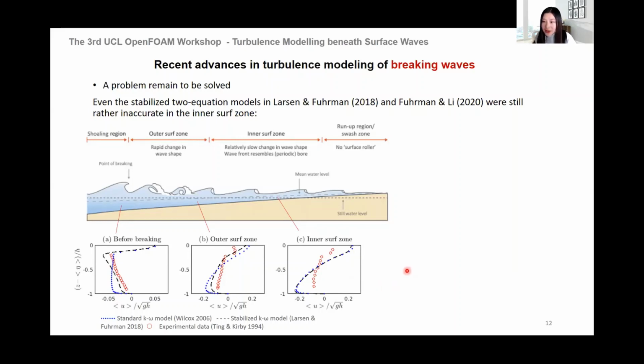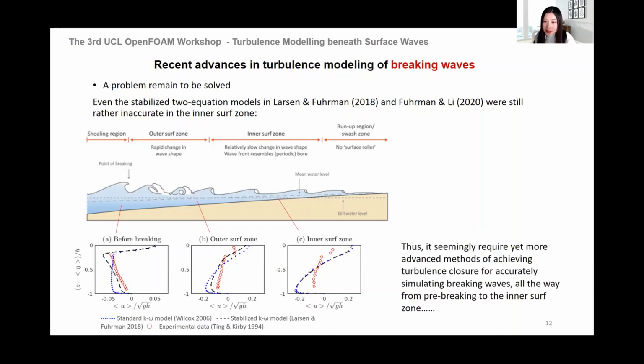However, in the inner surf zone, a problem still remains to be solved. That is, even the stabilized two-equation models are still rather inaccurate in this more complicated inner surf zone. The inner surf zone is further close to the shoreline. And this undertow velocity comparison reveals that there might be a limitation of two-equation models in this inner surf zone region. So it seems to require more advanced methods of achieving turbulence closure for accurately simulating breaking waves all the way from the pre-breaking zone to the inner surf zone.